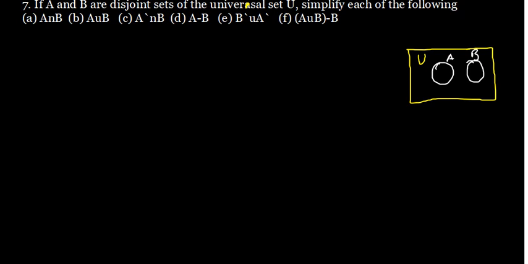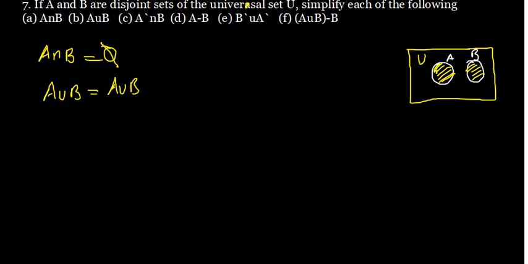Right. So if we look at the first part, A intersect B, since these are disjoint sets they don't have an intersection. So A intersection B is an empty set. So that is the answer for that one. And then for part B, we want to work out A union B. Now when you combine the set A and the set B, it will simply be the set A and the set B. So the answer is just A union B.